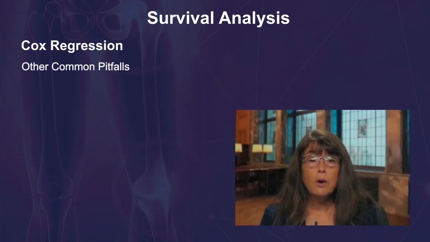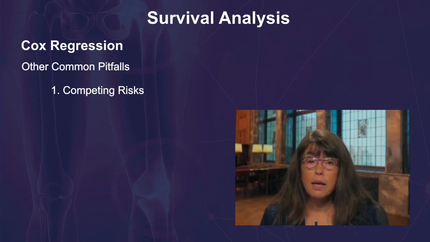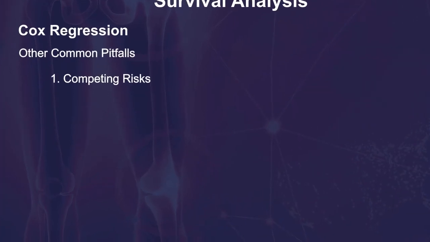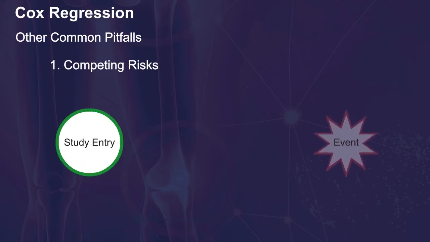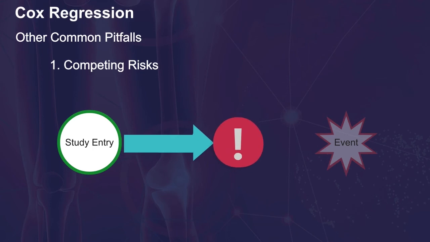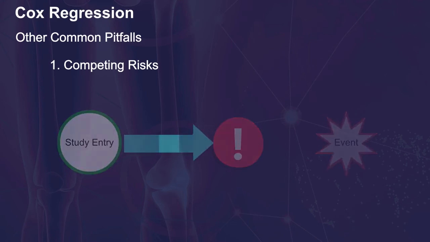There are a few other common pitfalls in survival analysis. The two most notable ones are competing risks and immortal time bias. Competing risks occur when something happens that makes it impossible for the event of interest to occur. For example, for an event that is not death, death is often a competing risk. This is addressed in another video in this series.